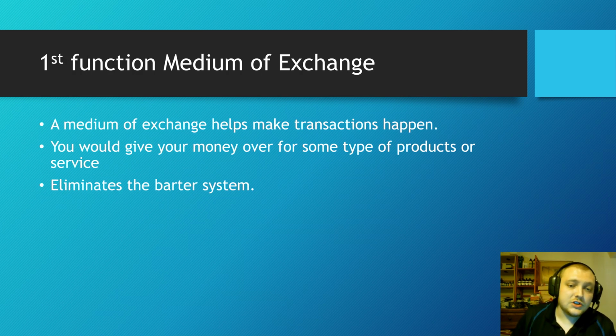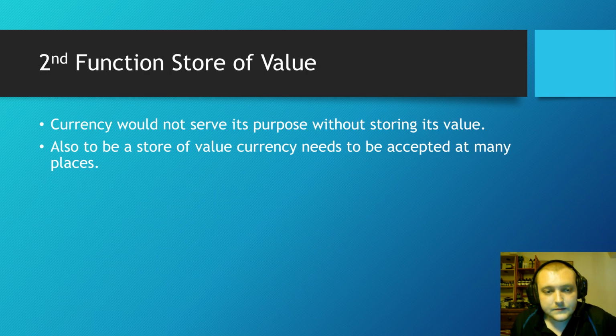So the first function, a medium of exchange. A medium of exchange makes transactions happen. You would give your money over for some type of product or service, and this eliminates the need for a barter system. With a barter system, you'd trade an object for another object, but many times this is hard to do. You might not be able to trade something straight across in that way, so that's why you need to have a medium of exchange like a currency.